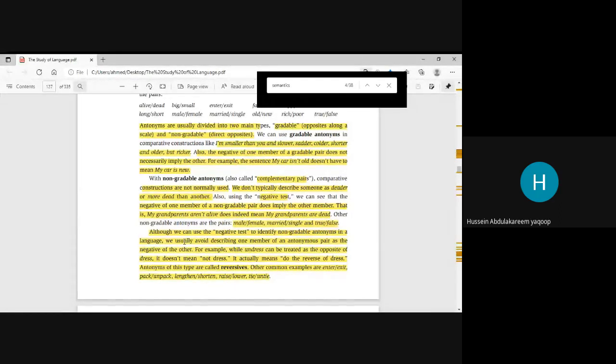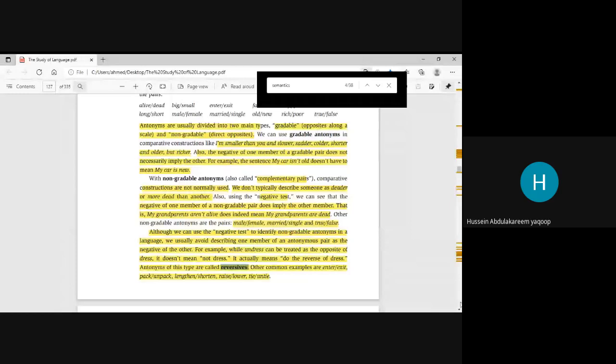In a language, we usually avoid describing one member of an antonymous pair as the negative of the other. Undress does not mean a person without a dress, but can be treated as the opposite of dress. It doesn't mean that this person is not dressed. It actually means do the reverse, and this brings us very close to reversives. This reversive, as the definition, can be found in the glossary at the end of the book.